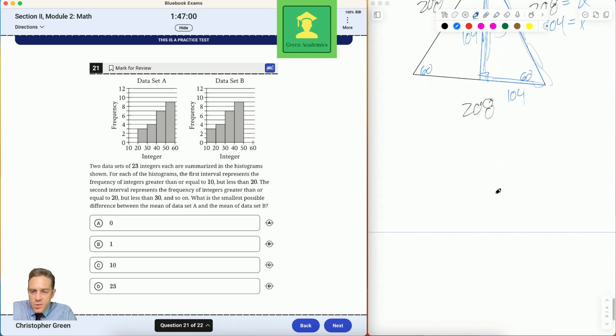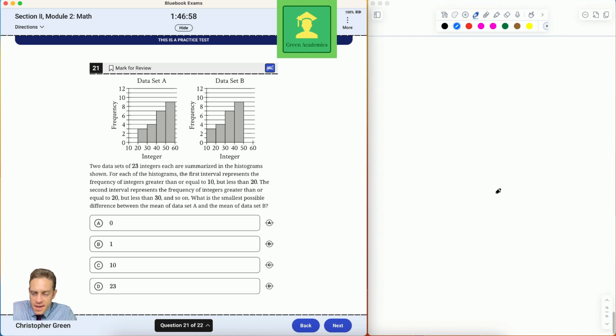The two data sets of 23 integers each are summarized in the histograms shown. For each of the histograms, the first interval represents the frequency of integers greater than or equal to 10, but less than 20. Okay, so the biggest thing that's in this bucket right here is a 19. The second interval represents the frequency of integers greater than or equal to 20, but less than 30. So in this bucket, it's 20 through 29.